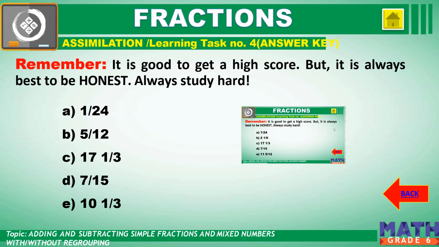And now you are now in learning task number 4, answer key. So again, remember, it is good to get high score, but it is always best to be honest. Always study hard. A, 1/24. B, 2 and 1/6. C, 17 and 1/3. D, 7/15. And E, 11/5/12.